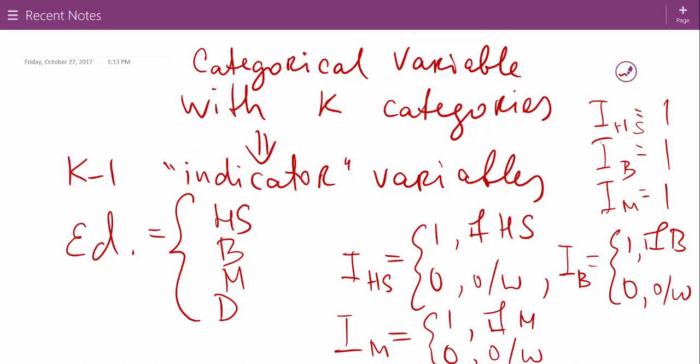But if I have all 1s, that in my model will represent that they finished high school, they finished bachelor, they finished master, and they finished another one. I can encode variables in this way, okay? So to represent k categories, I need k minus 1 variables. That's just a general rule of thumb. If you have k categories, you need k minus 1 variables, right?